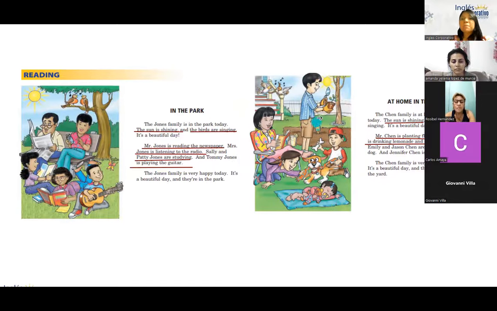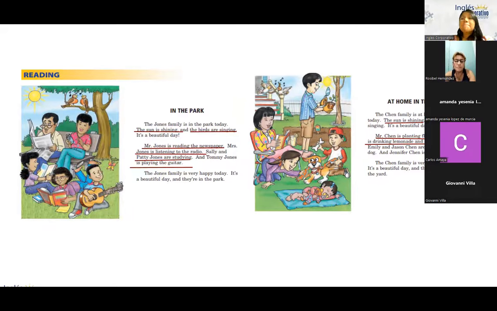Mr. Chen is planting flowers. Mrs. Chen is drinking lemonade and reading a book. Look at Mrs. Chen. Reading and drinking. Emily and Jason Chen are playing with the dog. Look at the dog. And Jennifer Chen, the baby, is sleeping. The Chen family is very happy today. It's a beautiful day and they are at home in the yard. Present continuous, guys.